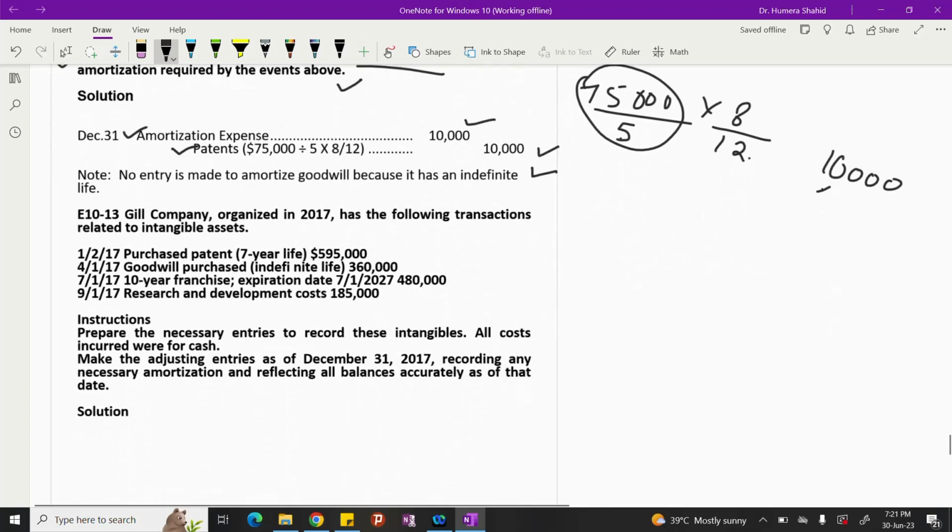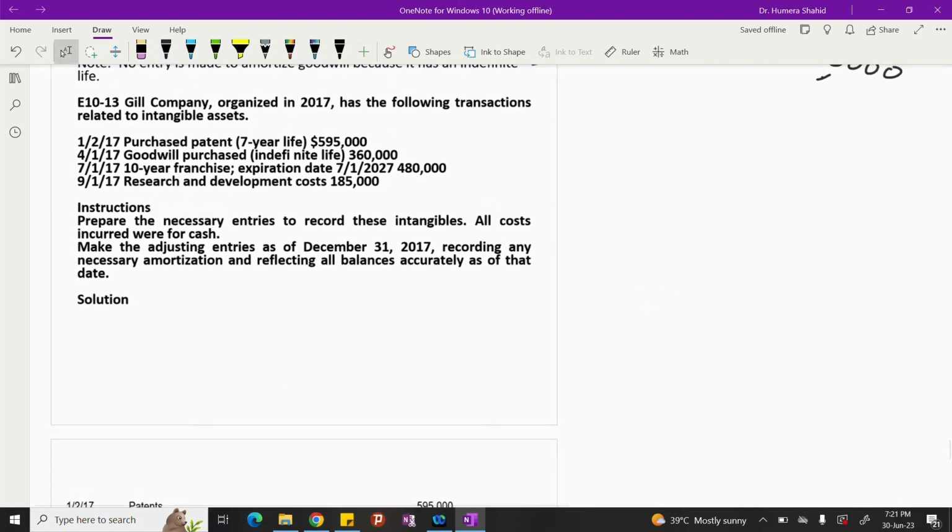Let's take our last question, exercise number 10-13. Guild Company, organized in 2017, has the following transactions related to intangible assets. They didn't say all of them are intangible, but yes, these transactions are related to intangibles. We will read them, but let's read the instructions. Prepare the necessary entries to record these intangibles. So firstly, we need to record them. All costs incurred were for cash. Just to make our concept clear and recording easy, they say that all of them are done on a cash basis.